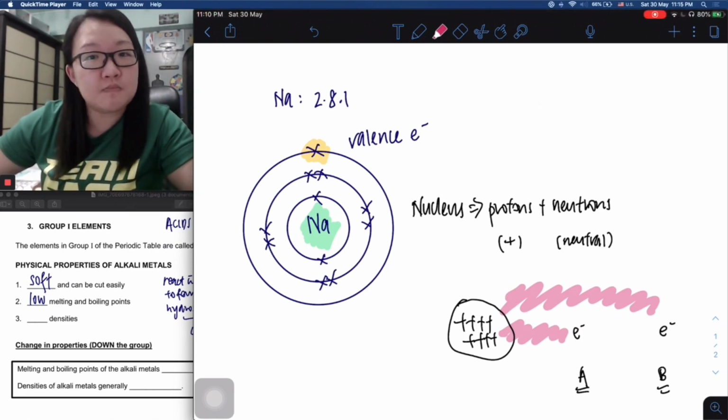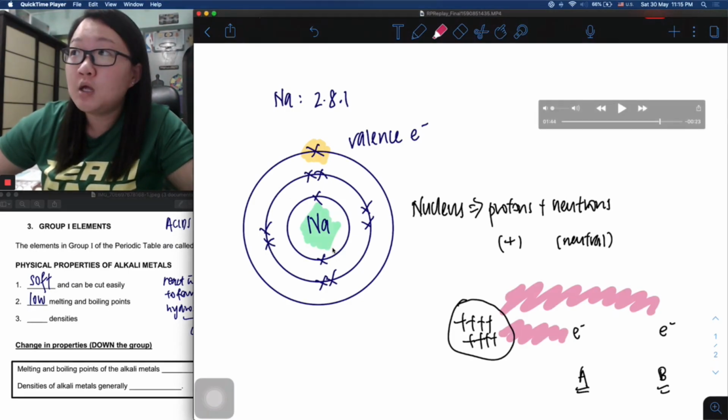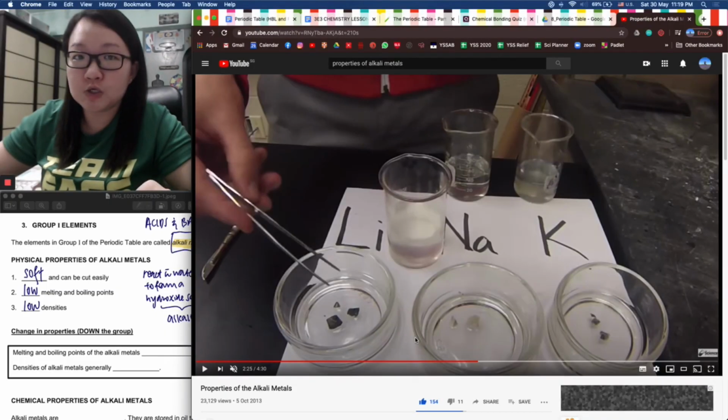So keep this in mind. Later on, we will also talk about trends in group 1, and you will see this again. Let's now look at the third physical property of alkali metals. Now we're going to talk about the densities of alkali metals.